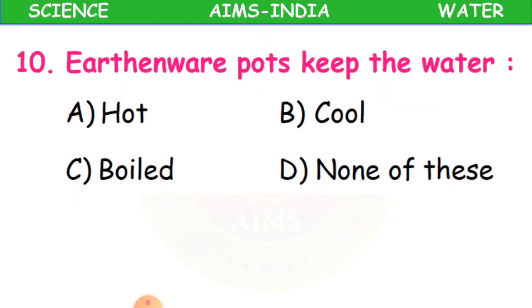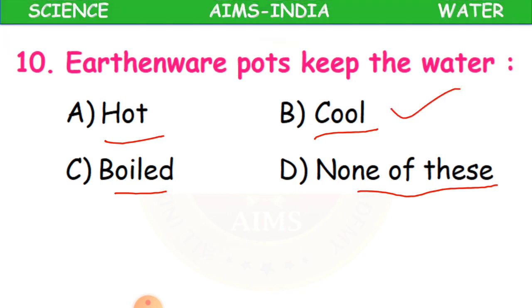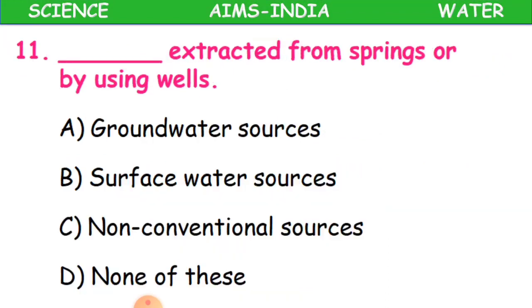10th one, earthenware pots keep the water dash, like whether it keeps the water hot, cool, boiled or none of these. Earthenware pots, when summer is about to start, so every house mostly we get the earthen pots. Why? To keep the water cool. So that is why B is the correct answer. Earthen pots keep the water cool.